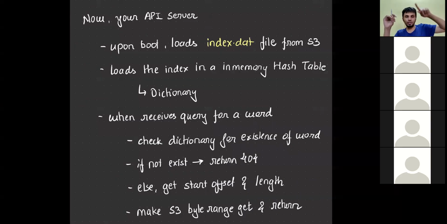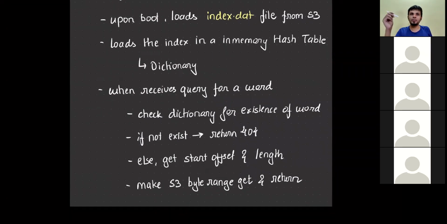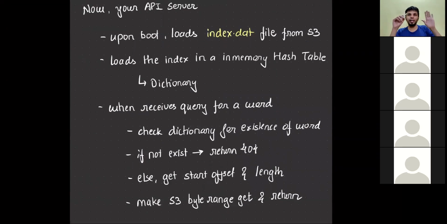So when your server starts, you load the index.dat file from S3. You load this index file in an in-memory hash table dictionary. When you receive a query for a word, you check the dictionary for the existence of the word. Locally, you have the index file already. If it does not exist, you directly return 404. But if it exists, you get the start offset and the length. You make a call to S3, get the data from that byte range, and you return it to the user.